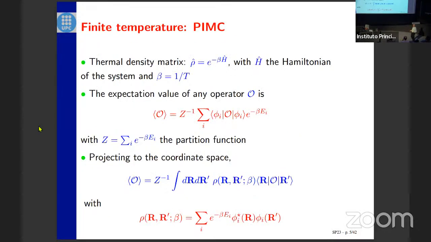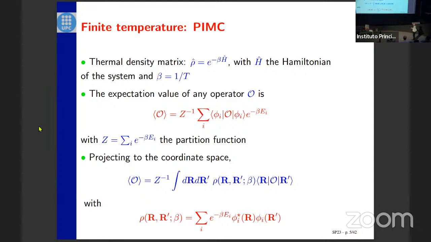But then if you go to finite temperature, because we want to study this Bose-Einstein condensation transition, we need an algorithm that is able to move the system, to calculate the properties of the system at finite temperature. And this is what is called finite temperature path integral Monte Carlo. Now it is not written in terms of the wave function, because you are at finite temperature. So the language now is the thermal density matrix, which is, as you know, the exponential of minus beta times the Hamiltonian, where beta is the inverse of the temperature.